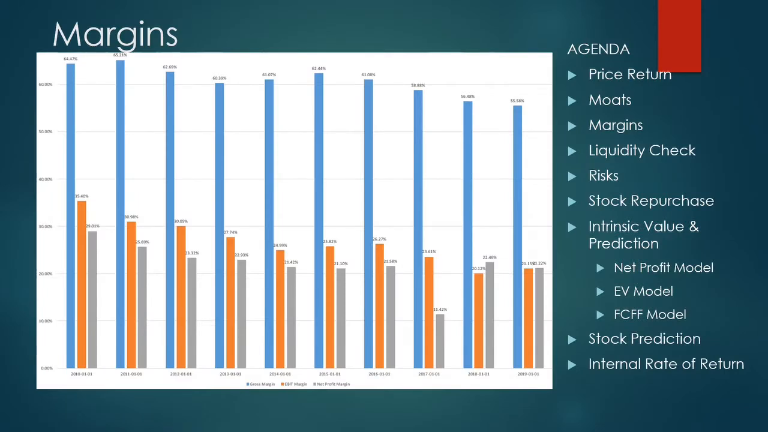Okay, so from the margin perspective, the blue one is the gross margin. As you can see, 10 years ago, in 2010, it was 64%, and now it has declined to 55.8%, right? Almost 10% reduced. But if I look at their operating margin and the net profit margin, it looks quite good, right?